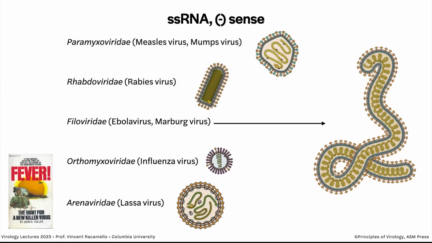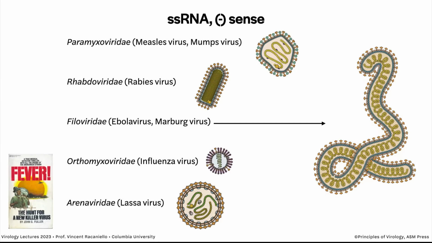These viruses all have membranes on them. Filoviruses, Ebola virus and Marburg, the very long filamentous viruses, influenza viruses, and then Lassa virus. This is an example of an Ambisense viral genome we'll take a look at in a moment.